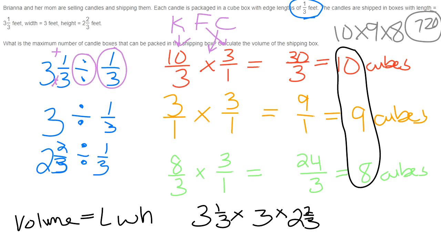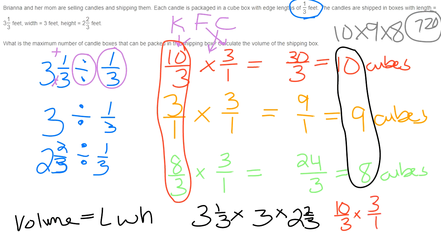So let's go ahead and change all of these mixed numbers. Now, we already have them changed as mixed numbers. We don't really have to think about it again. We can just write them again. And I'm running out of space. This screen is so small. All right. So we have 10 times 3 times 8. What do we get?